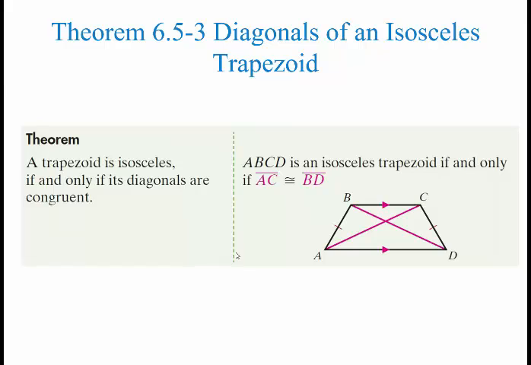Another one, this is diagonals of isosceles trapezoids. A trapezoid is isosceles if and only if its diagonals are congruent. Meaning, ABCD here is an isosceles trapezoid if and only if the diagonal AC is congruent or equal to the length of the diagonal BD.